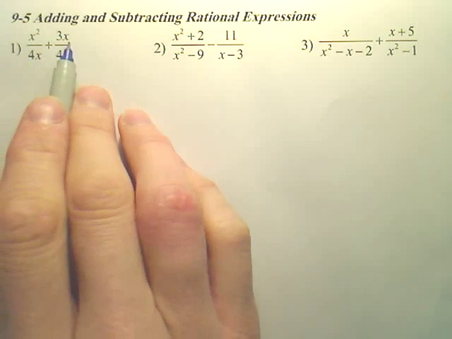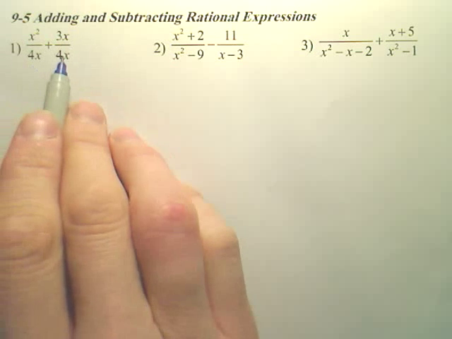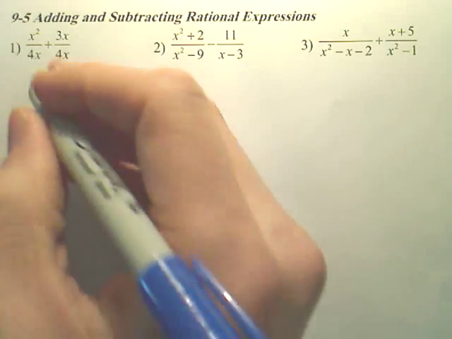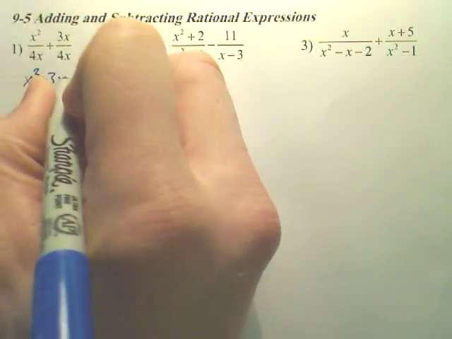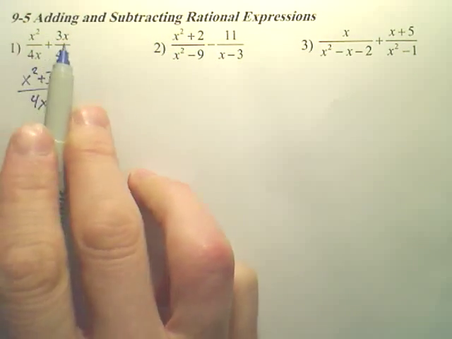For number 1, if I want to add these two, I need to get a common denominator. Now what you'll notice is I already have a common denominator. So it's actually a really simple problem. All you do is add the tops and leave the bottom. You leave the bottom and add the tops.